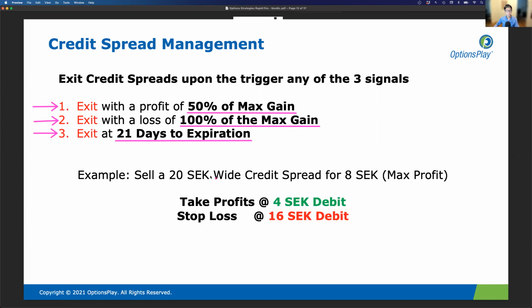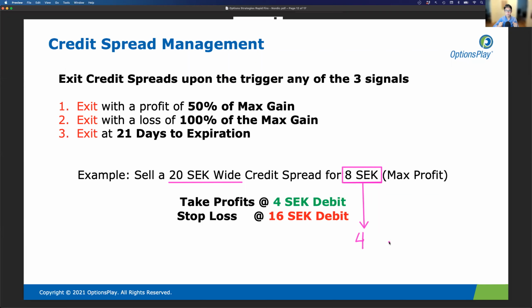So here's an example. Let's say I sell a credit spread that's 20 crowns wide, and I collect 8 crowns for that credit spread. So the distance between the two strike prices is 20 crowns. I'm collecting 8 of those crowns. So if I sell something for 8 crowns and it's now dropped in value to 4 crowns, what that means is I've made 4 crowns.